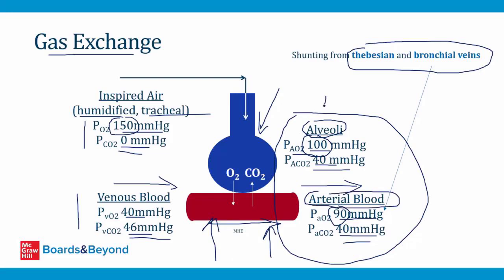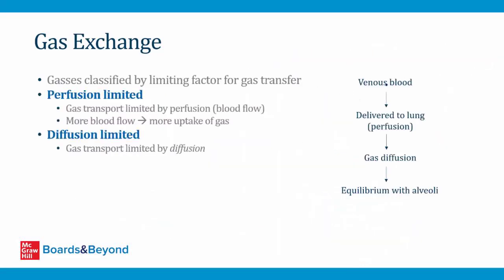And so that's why the concentration of oxygen in your arterial blood is always a little bit lower than what you've got in the alveoli. It's because of mixing of deoxygenated blood that didn't flow past alveoli from these structures I've listed here, the Thebesian and bronchial veins.